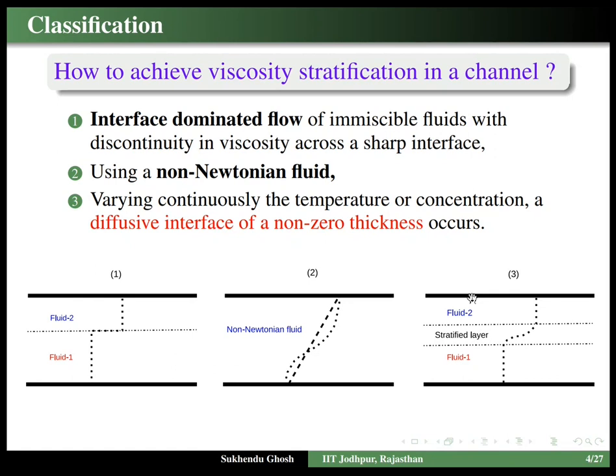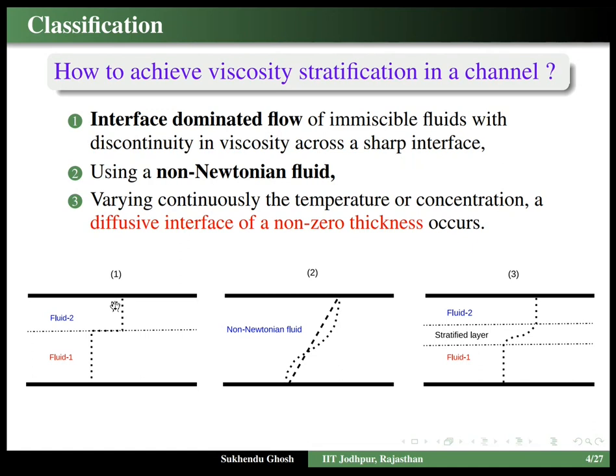Now, for the time being, let's say we are interested in channel flows. So let us first understand how the stratification process occurs inside a channel flow and how we can classify different kinds of stratified flows. So stratification, as I told, can occur due to the coexistence of different layers or due to the change in properties by some other effects.